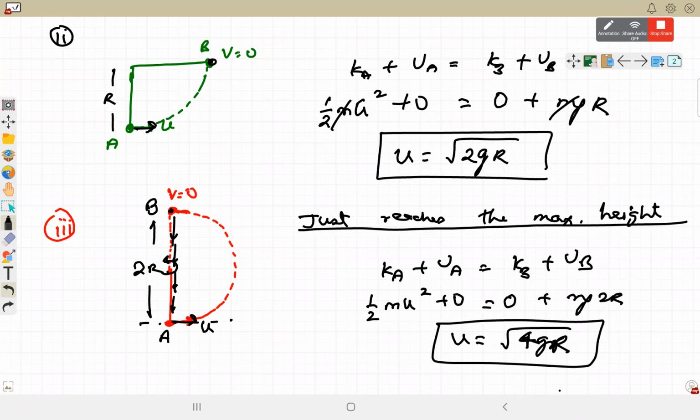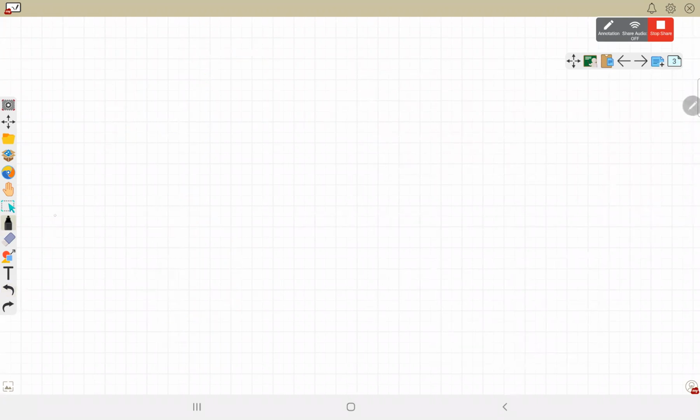If the speed is in between root 2 gr and root 3 gr, then it will be somewhere between the two positions. It will go above the horizontal level, but it will not be able to reach the vertical level. So what happens is that somewhere in between, before velocity becomes 0, the tension in the string becomes 0, and that means it will leave the path of the circle. This is when the speed given is greater than root 2 gr but less than root 4 gr.